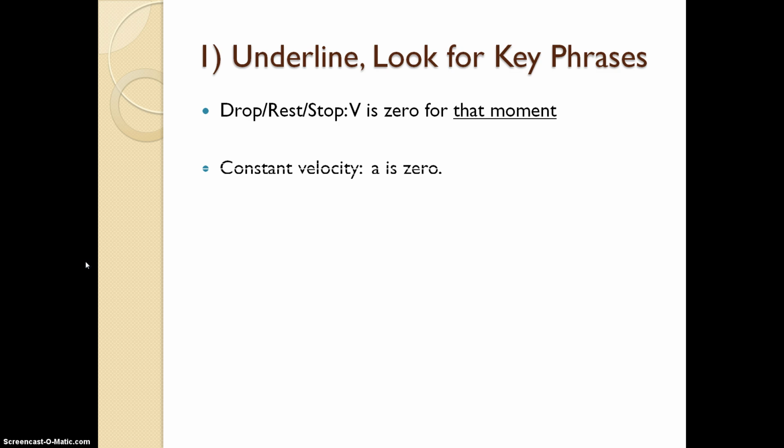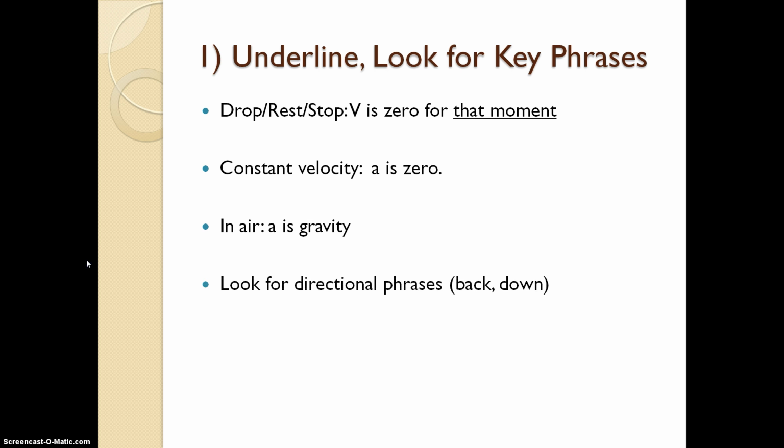Strategy number 1. I think there are 5. Underline, look for key phrases. One key phrase: drop, rest, or stop. Velocity is 0 for that moment. If you start from rest, VI is 0. If you end at a stop, VF is 0. Constant velocity. If you see that, it means acceleration is 0. In the air, if something's in the air, the acceleration right now is due to gravity.